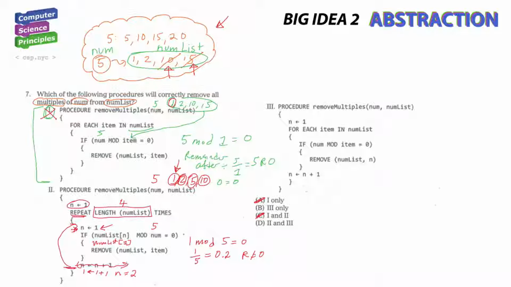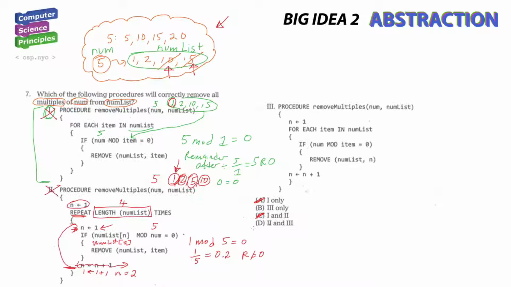If it's going to ignore it, what's the point? So when n is given the value of 1, again, numList1 is going to be the value of the first item. So it constantly checks for 4 times, which is the length of the list, but each time it cycles through, it's always checking the first item. It never gets to evaluate the second, third, or fourth items. So therefore, procedure 2 is not working correctly.